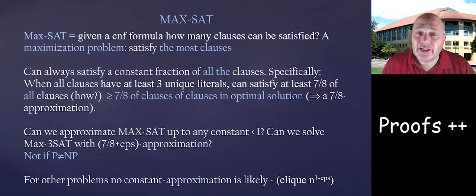For example, for cliques, not only can you not have any constant approximation of the clique size. So given that there is a clique of size k, you cannot find a clique of size k over 10. But in fact, you cannot find a clique of size k over n to the 1 minus epsilon. So even if there is a clique that's pretty huge, larger than n to the 1 minus epsilon, you cannot find a clique that's pretty tiny. It's smaller than n to the epsilon.